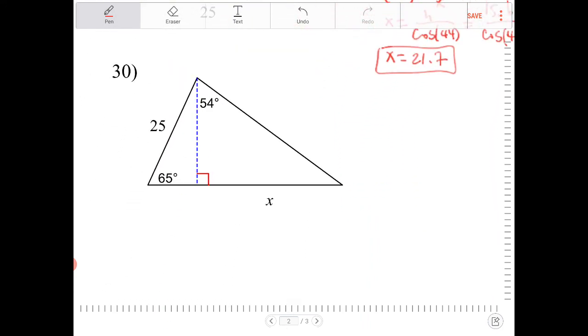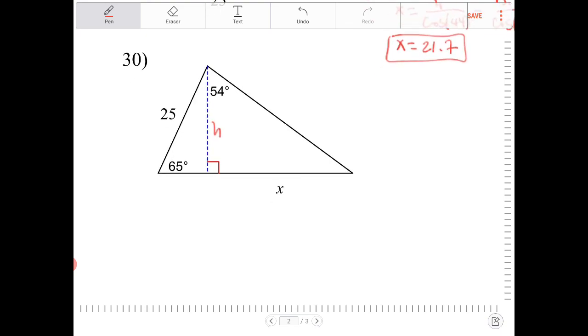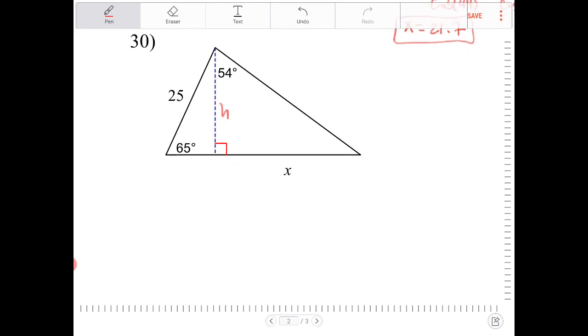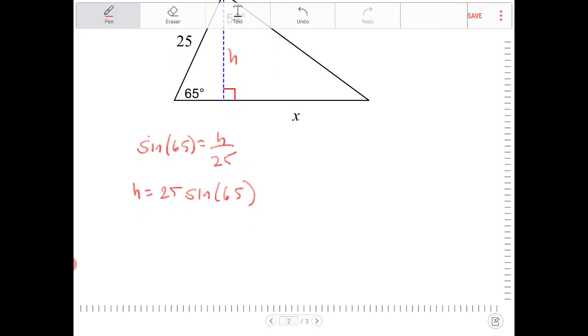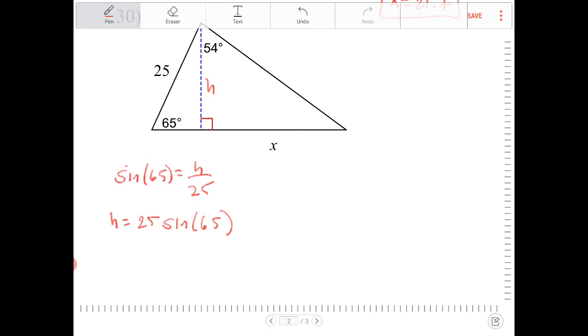And the last problem here, I want to call that side there H. So H is opposite of 65, and 25 is the hypotenuse. So then I can say sine of 65 is equal to H over 25. H is 25 sine of 65. And from there, I can solve for what X is, because X is opposite of 54, and H is adjacent to 54. So I can say X over H is equal to tangent of 54.